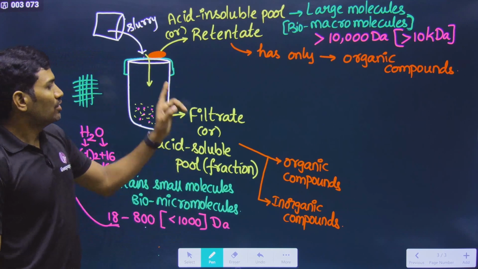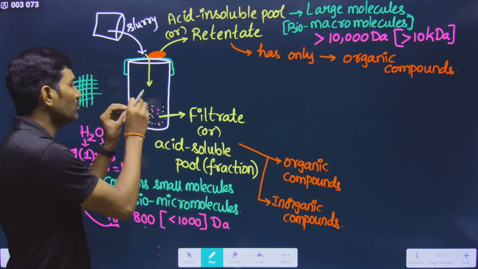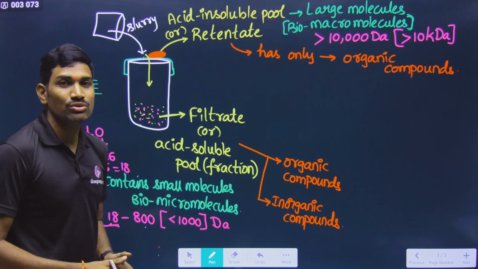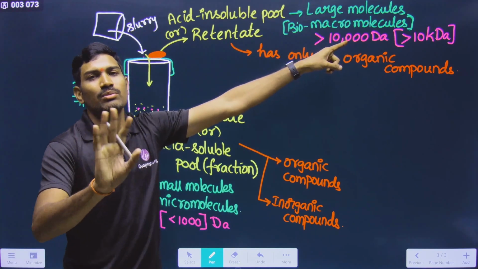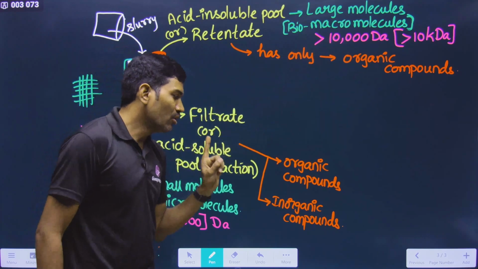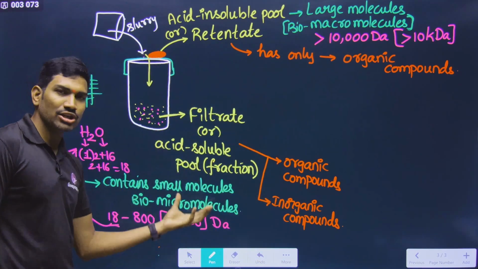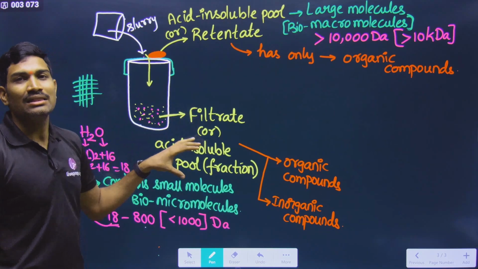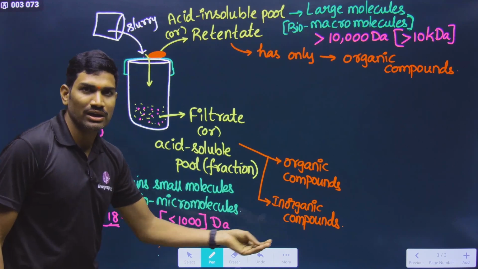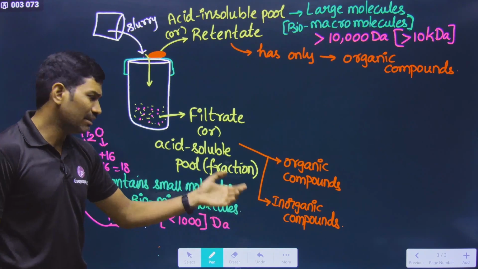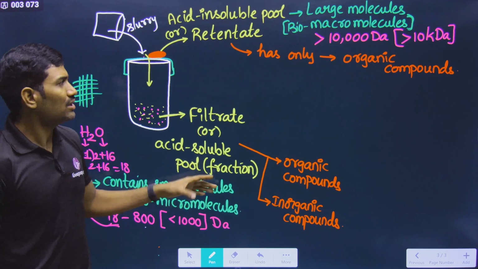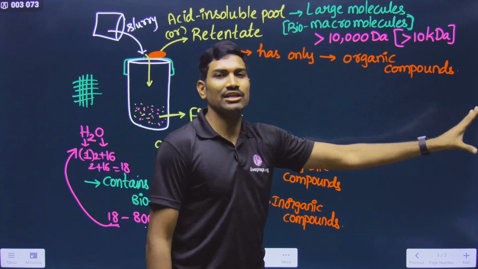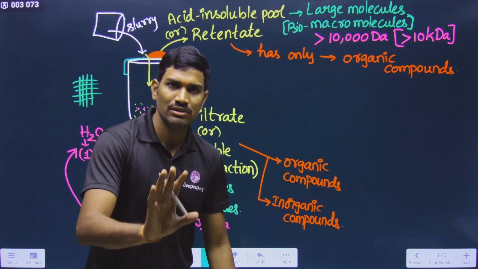So observe carefully. All the inorganic compounds will come into the acid soluble pool because they are small molecules. In the case of living tissues, inorganic macromolecules are not present. All the inorganic compounds in living tissues are small molecules. That is the reason we get all of these in the acid soluble pool. Even inorganic ions, Na plus, K plus, all of these, will come along with the acid soluble pool only. That's why the retentate or acid insoluble pool has only organic compounds. Understood or not?